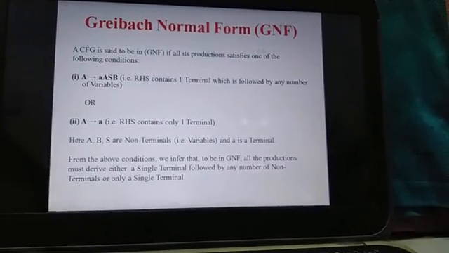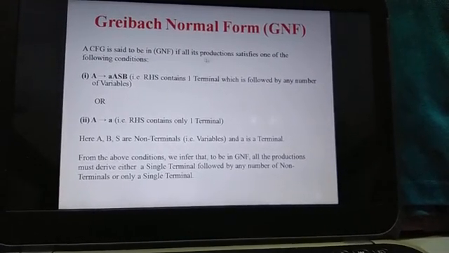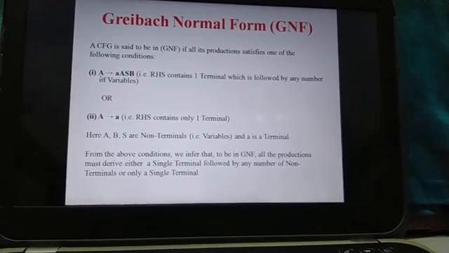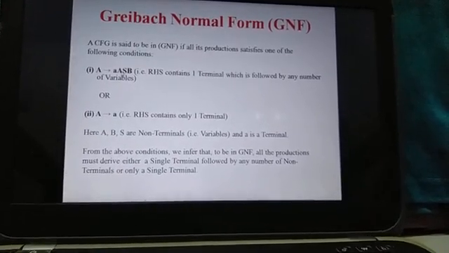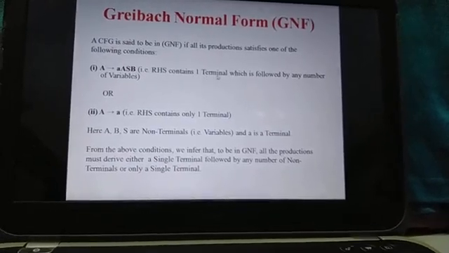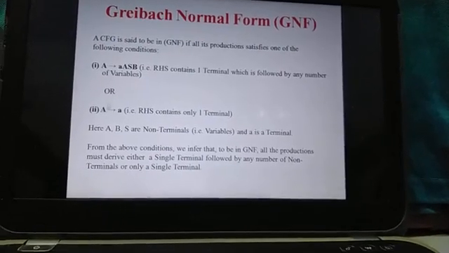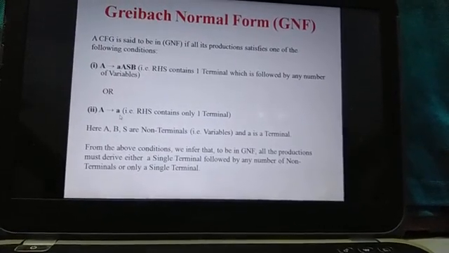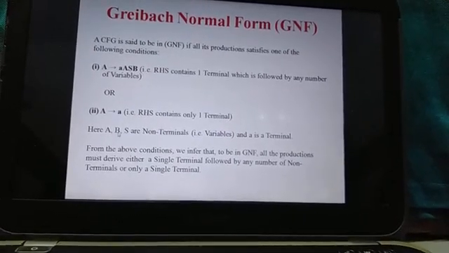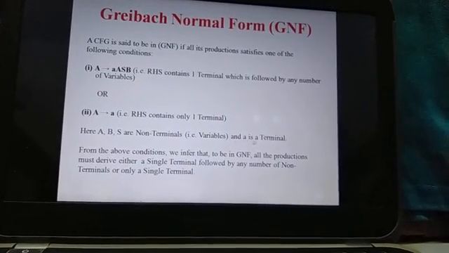Now what is Greibach normal form? A context-free grammar is said to be in Greibach normal form if all its productions satisfy one of the following conditions. First condition is A produces small a, capital A, capital S and capital B. That is, the right hand side contains one terminal which is followed by any number of variables. Or second condition is A produces small a. That is, the right hand side contains only one terminal. Here capital A, B and S are non-terminals, that is variables, and small a is a terminal.